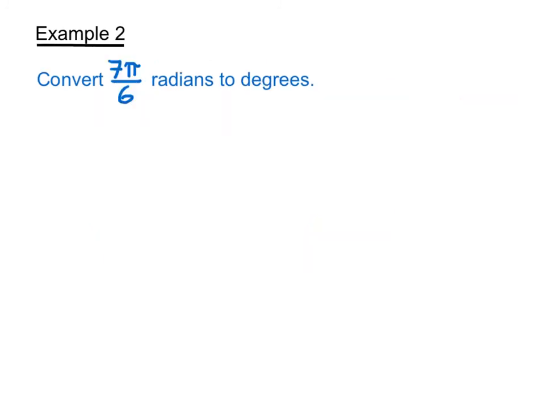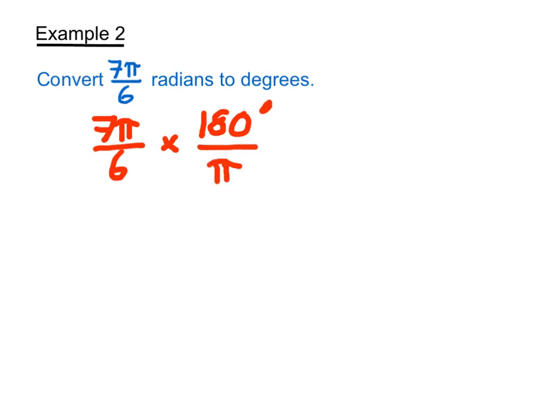In this example problem, we want to convert 7 pi over 6 radians to degrees. So again, we're going to use a conversion factor, and it's actually pretty much the same conversion factor, except it's switched. We're going to multiply by 180 degrees over pi. This is because the pi's will now cancel out, and I'm left with 7/6 times 180. This is really 7 times 30, so I'm going to get an answer of 210 degrees.